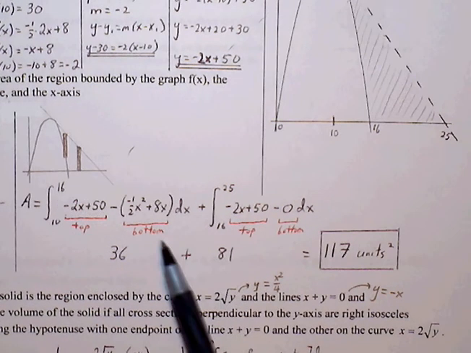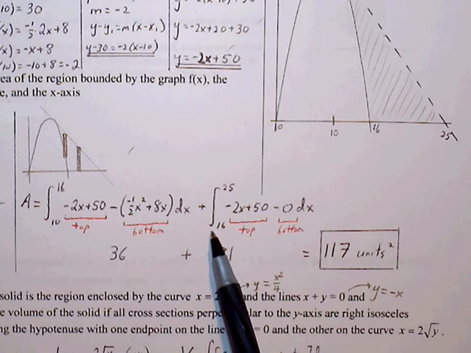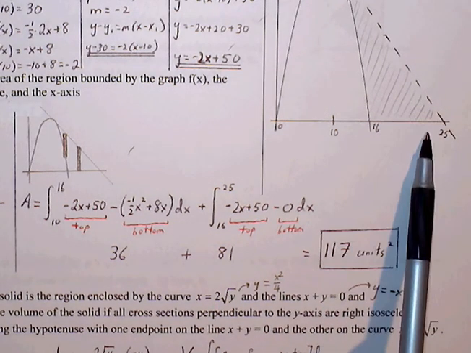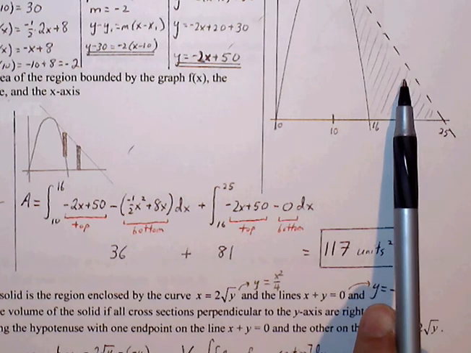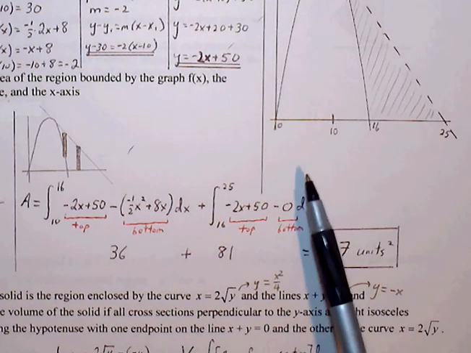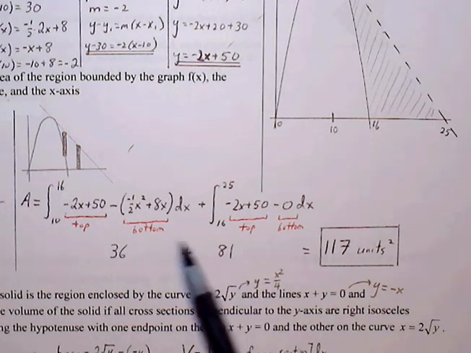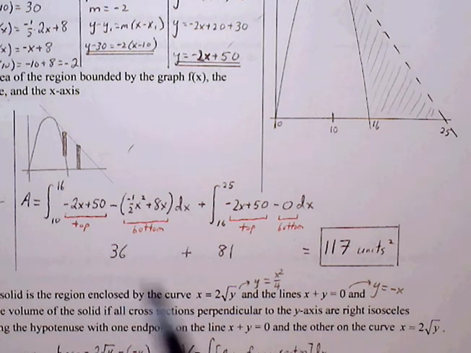And then for my second region, from 16 to 25, so over here you see 16 to 25, the top graph is the linear equation, and the bottom graph is the x-axis. And then the rest we can just plug in our calculator. The first region will give us an area of 36. The second region will give us an area of 81. So we get 117 square units.